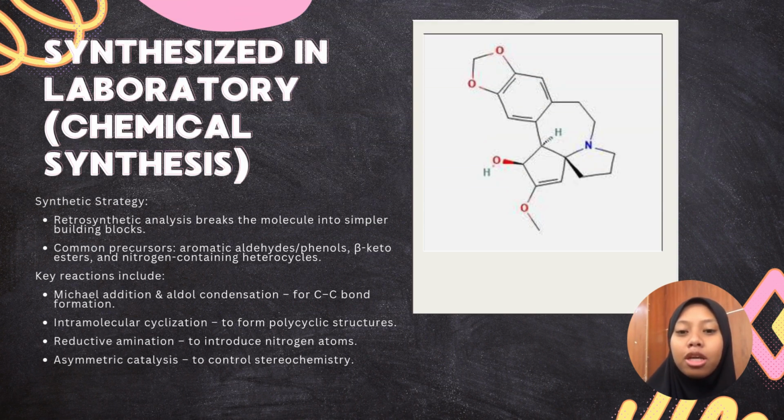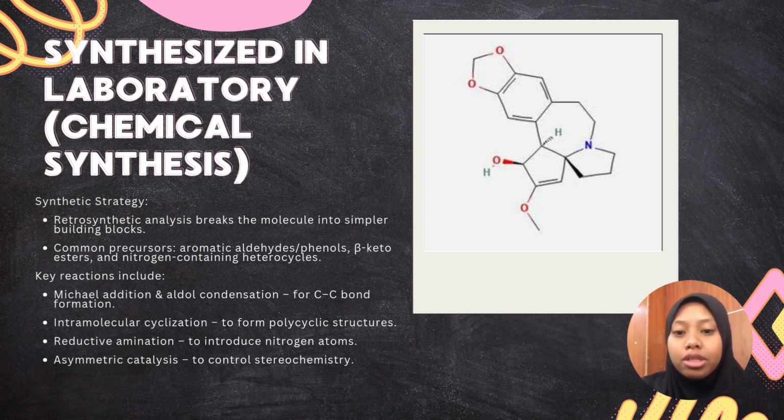Next, we will proceed to the laboratory synthesis of cephalotaxine. As we all know, cephalotaxine is a complex alkaloid with a tetracyclic structure and several chiral centers. Its synthesis is challenging due to structural complexity and stereochemistry. The synthetic strategy that we propose is retrosynthetic analysis, which breaks the molecule into simpler building blocks. These include aromatic aldehydes, phenols, beta-ketoesters, and nitrogen-containing heterocycles.